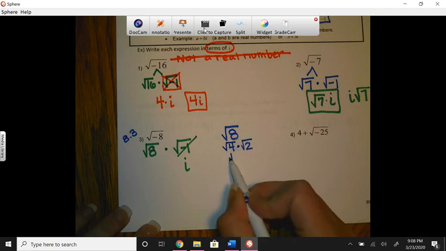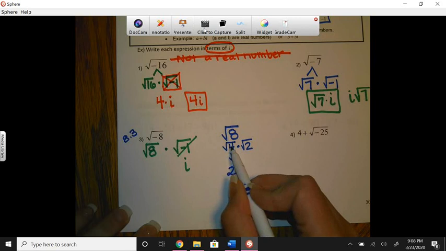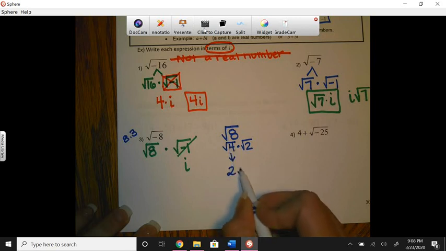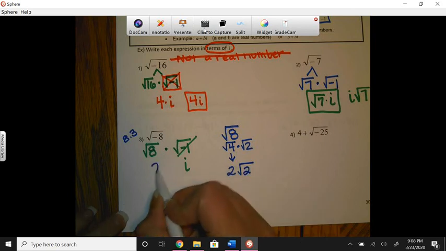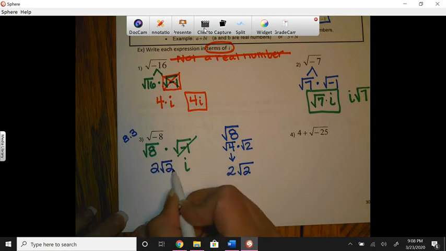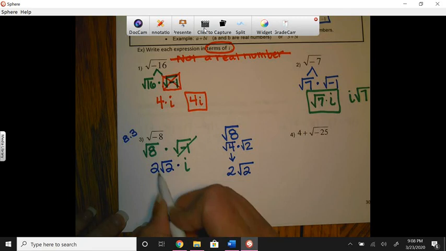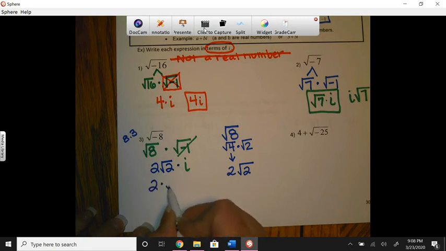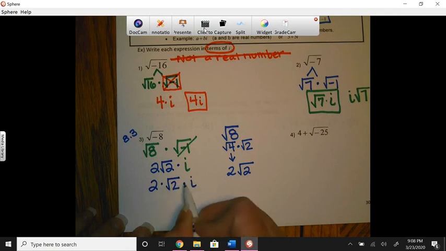And then the square root of 4 is 2. What times itself is 4? 2. And then we can't go any further with this. So we'd have 2 square root of 2 times i. So again, you can write your answer like this. Because this is just multiplication, this is three things here being multiplied. The order of this doesn't matter.